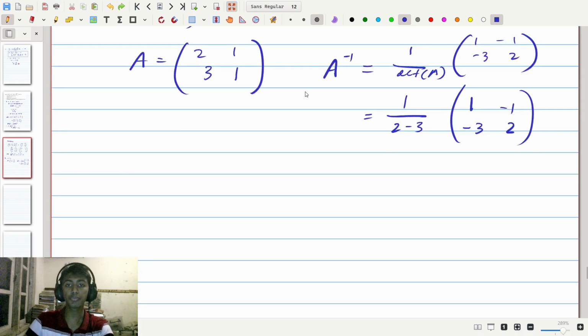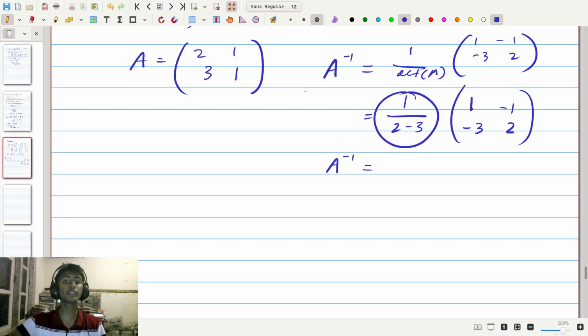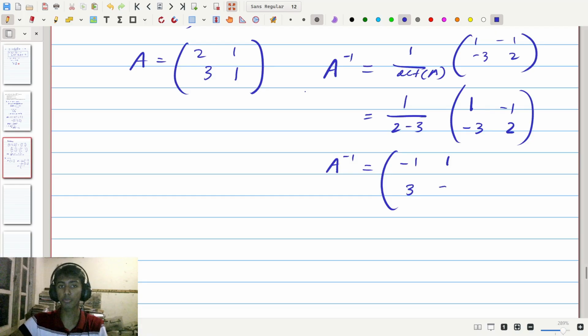So now that we have this, if we simplify this, we can see that A inverse is equal to, here we have just 1 over negative 1, which is going to be negative 1, multiplied by this matrix, which is all of the entries multiplied by negative 1, which is going to be negative 1, 1, this is going to become positive 3, this is going to become negative 2, so minus 2.